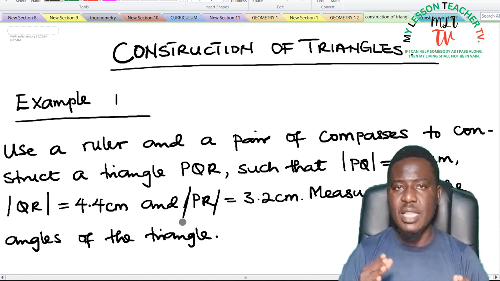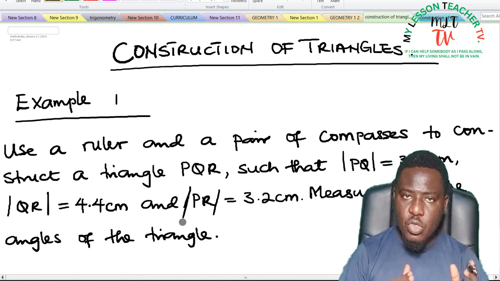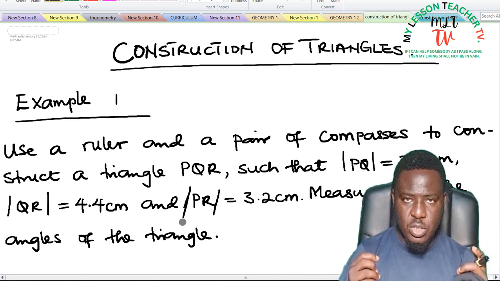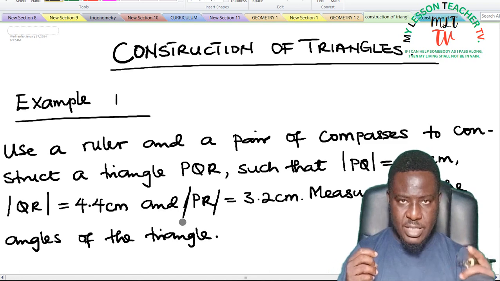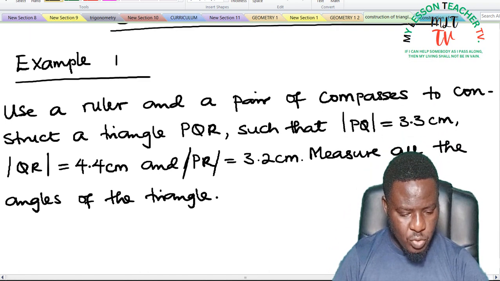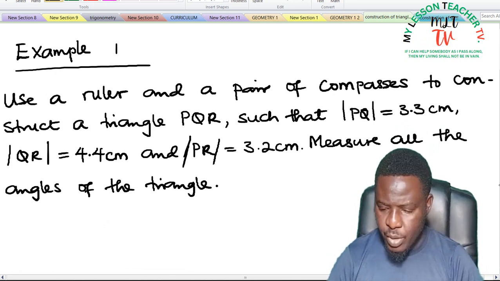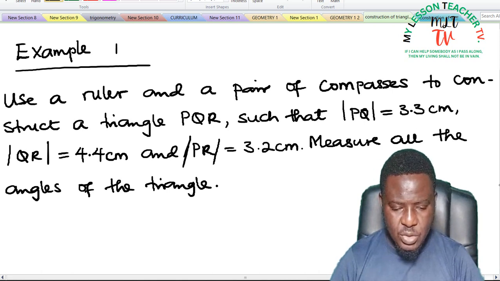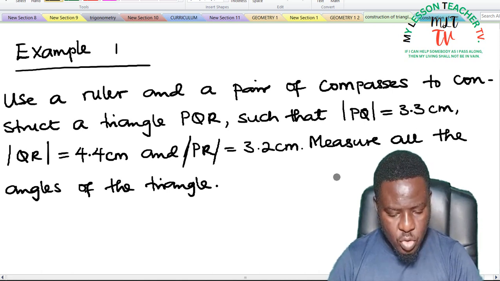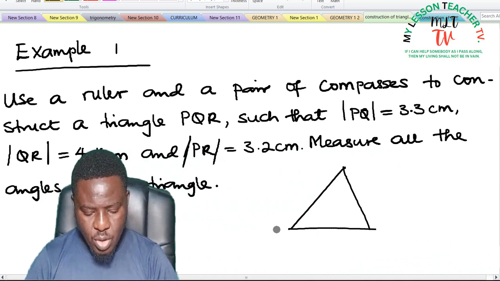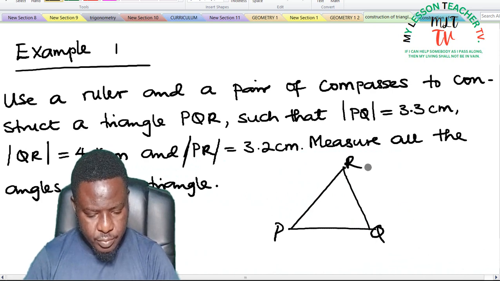Just like I told you at the last class, in construction, all you need to do is to have a mental picture of what you are to construct, and thereafter sketch it, and then you draw to scale. So I shall have a sketch of this question. The question says we should use a ruler and a pair of compasses to construct a triangle. So let this be my triangle PQR.